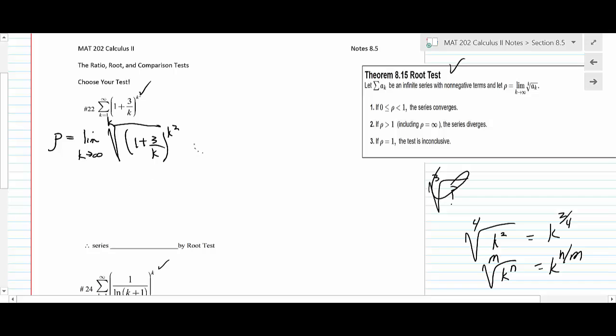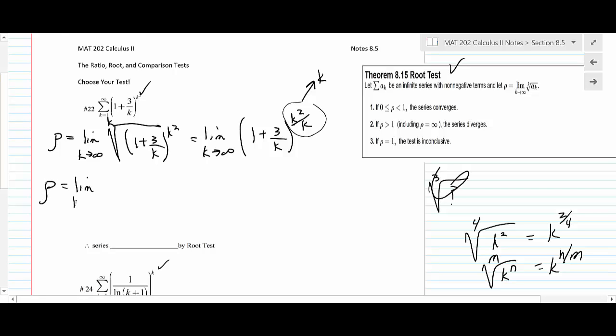So that's what we're going to do. I'm going to write the next step like that and see where it takes us. That's going to be written as 1 plus 3 over K, to the K squared over K. And of course, that exponent simplifies to K, right? So now what we have is rho is equal to the limit as K goes to infinity of 1 plus 3 over K, to the K power, like this.